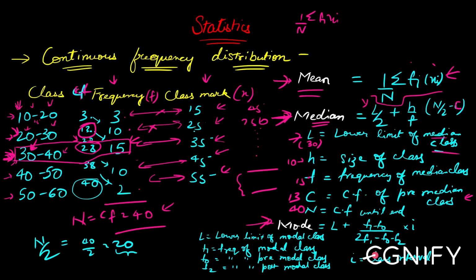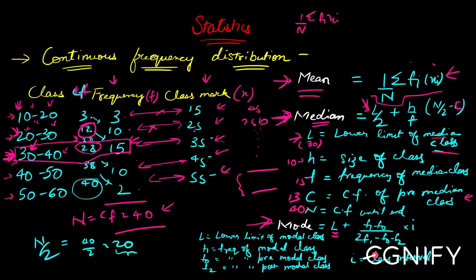Coming to mode, for mode we'll be using this formula. Capital L plus f1 minus f0 by 2 into f1 minus f0 minus f2 into I, right? Now this L differs from this L. This L was the lower limit of your median class. This L is the lower limit of modal class.